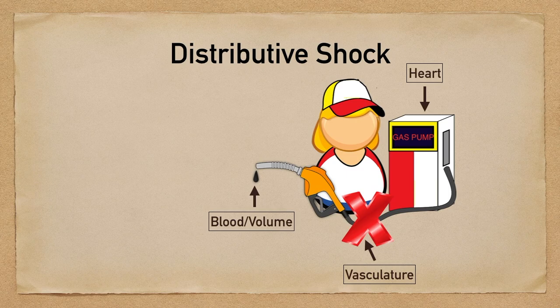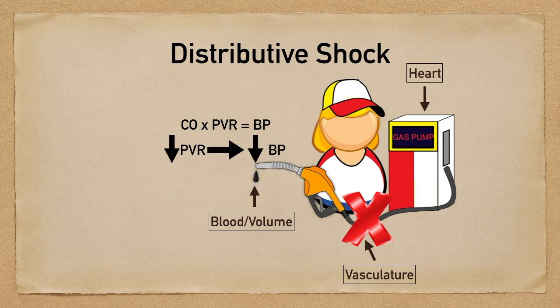Remember when we talked about cardiogenic shock, we said that blood pressure was determined by cardiac output and peripheral vascular resistance. Well, cardiogenic shock is going to affect the cardiac output. Distributive shock is going to affect peripheral vascular resistance through that vasodilation and increased vascular permeability. And if we decrease peripheral vascular resistance, this is going to decrease blood pressure and perfusion.